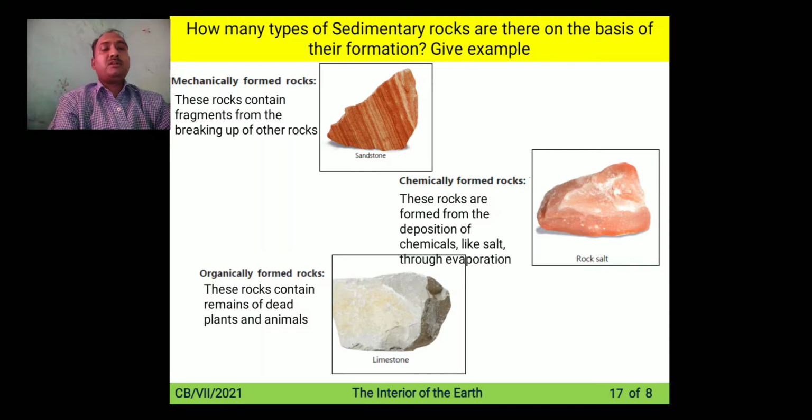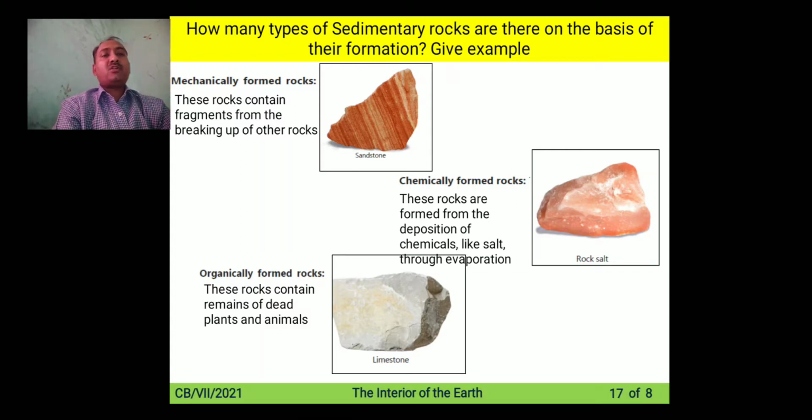It is specially formed because of the deposition and consolidation process. So here the example that is mentioned to you is sandstone. Sandstone, you can take as an example of this particular kind of mechanical formation of rock. Then chemical formation of rock. Here the example is rock salt, that you can include here. These rocks are formed from the deposition of chemicals like salt through the evaporation process.